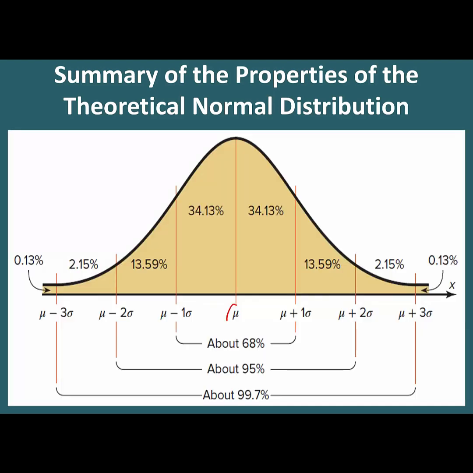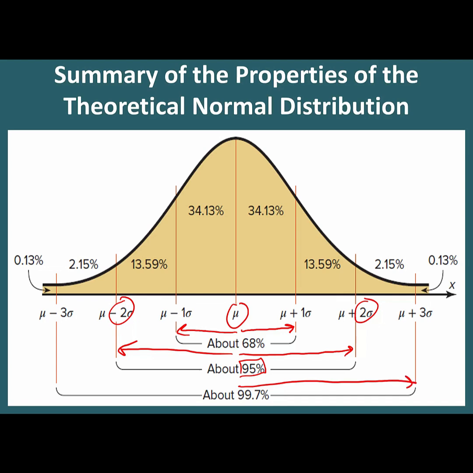Once again, here's the mean. And if we go one standard deviation to the right and to the left, this will cover about 68% of the entire data. If we go to the right and to the left, two standard deviations from the mean, that includes 95% of the total data. And finally, if we go to the right and to the left, three standard deviations, that will include almost all of the data, 99.7% of the data.